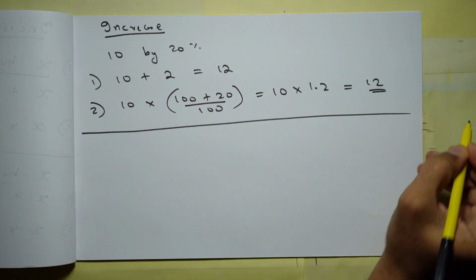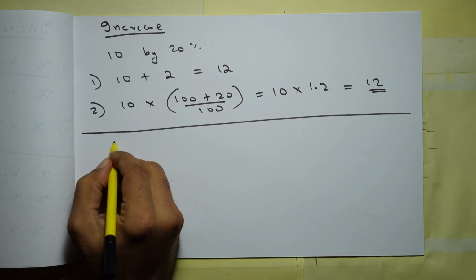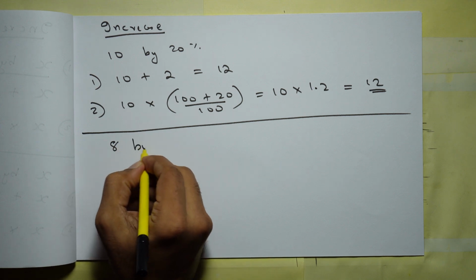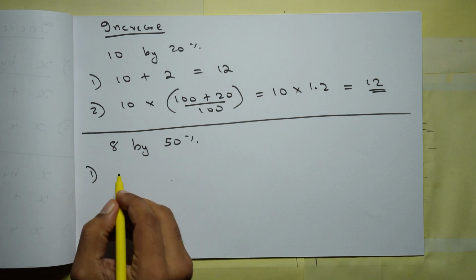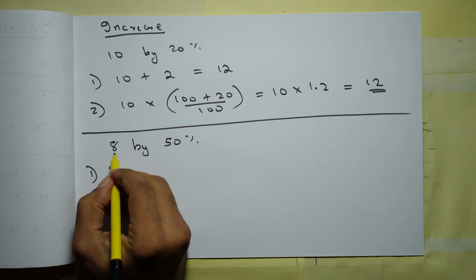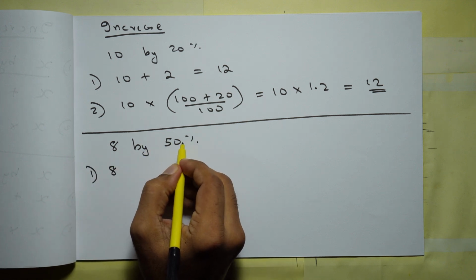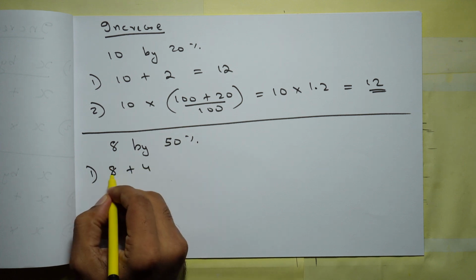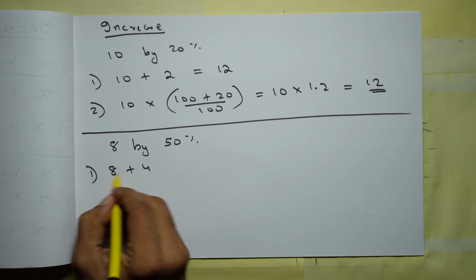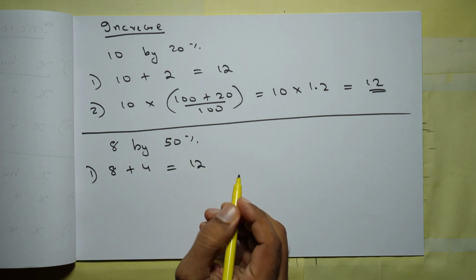Let us take one more example. Let us say you have a value 8. You want to increase 8 by 50%. Let us look at the first method. You have the value 8. You need to increase it by 50%. 50% of 8 is 4. That you add to 8. So you will be increasing 8 by 50% and you will get 12.